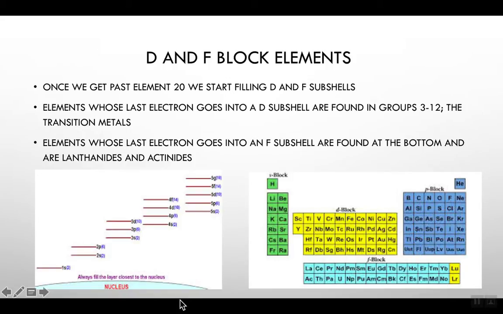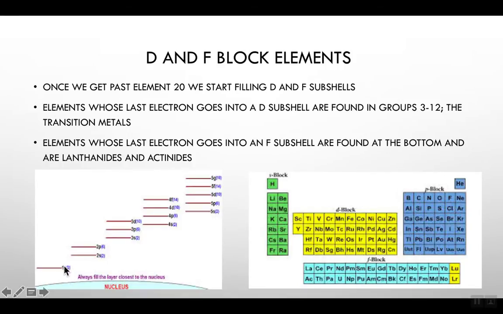So subshell notation for D and F block elements, it's more or less the same as the first 20, but it's slightly more complicated. So when we talk about F and D block, what we're talking about are the ones in yellow here, which you may know as the transition elements, and the ones that sit down the bottom in the F block. Okay, if we look at this little diagram again, these are our major energy levels or our shells. These red lines are our subshells.